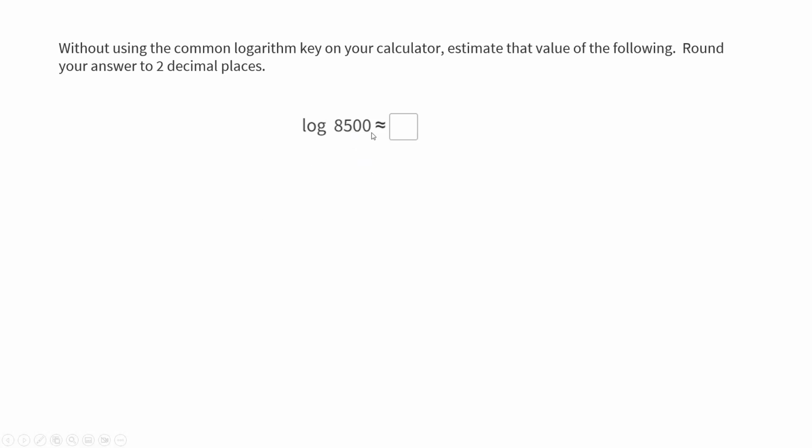So 8,500 is not a power of 10. It's between 2 powers of 10. It's between 10 to the 3rd power, which is 1,000, and 10 to the 4th power, which is 10,000. So it's definitely between these two, and probably a bit closer to 10 to the 4th power. So right now, if I had to guess what it's approximately equal to, it's somewhere between 3 and 4, possibly a little closer to 4.